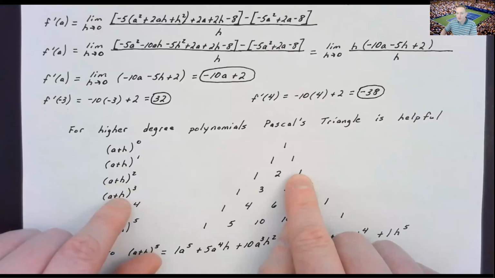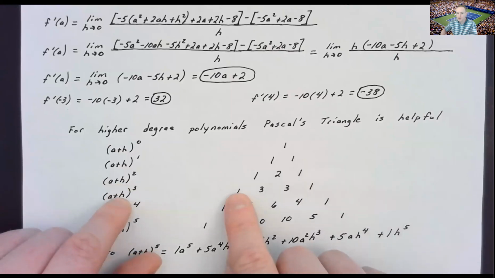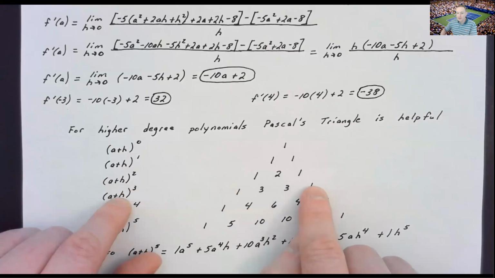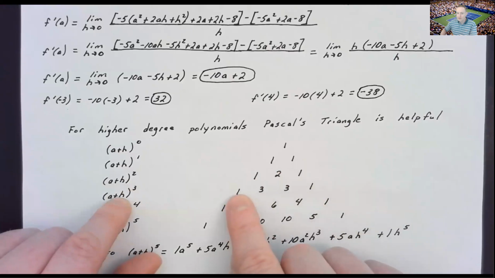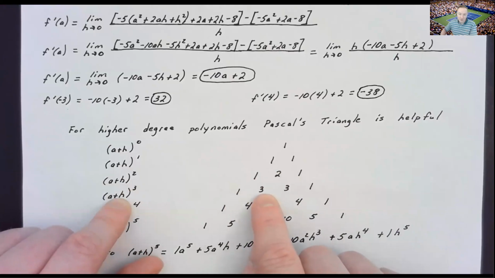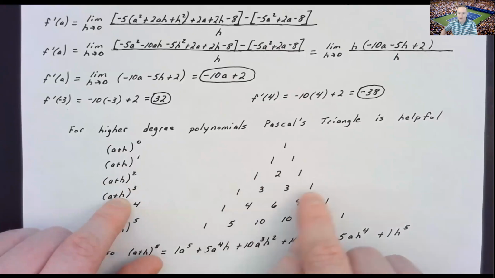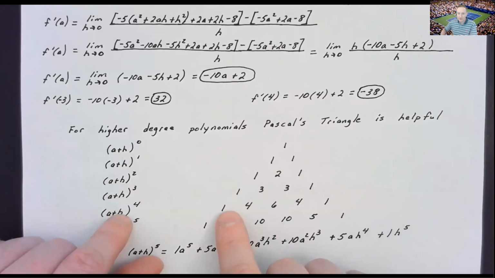What about a plus h cubed? Every row starts with a 1, ends with a 1. Any other number is the sum of the two above it. 1 plus 2 is 3, 2 plus 1 is 3. So what is this telling me? It's telling me that a plus h cubed is a to the third plus 3a squared h plus 3ah squared plus 1h cubed.